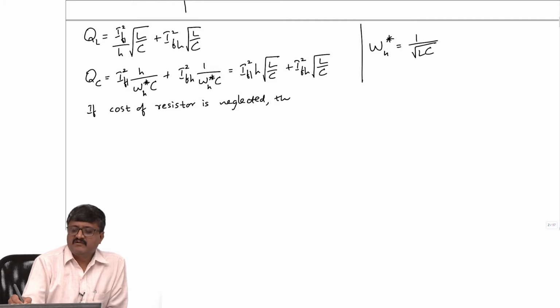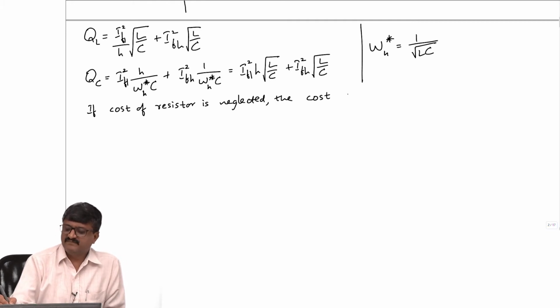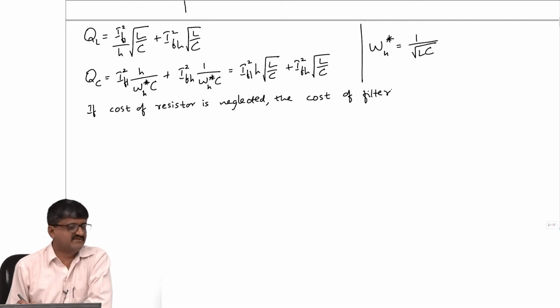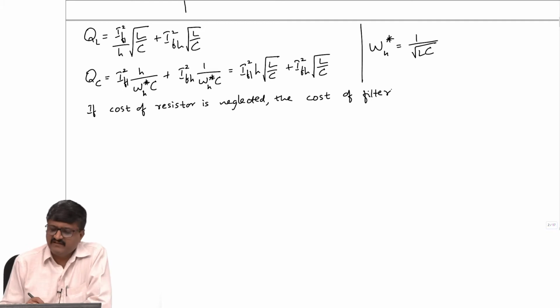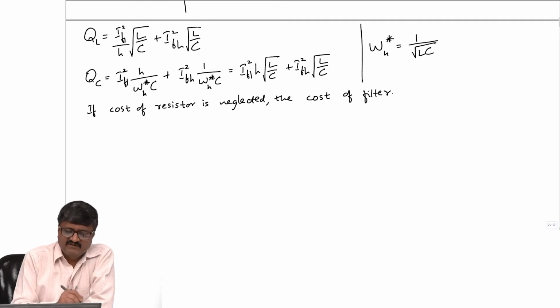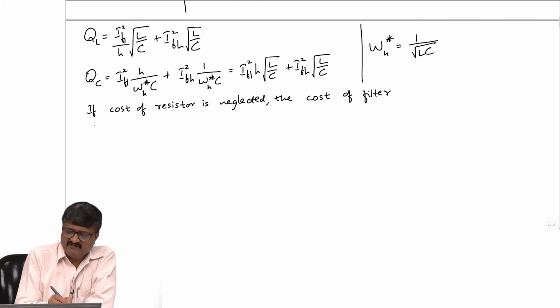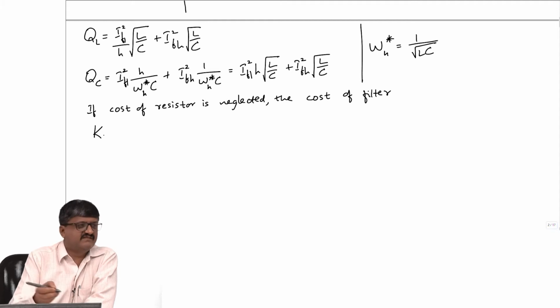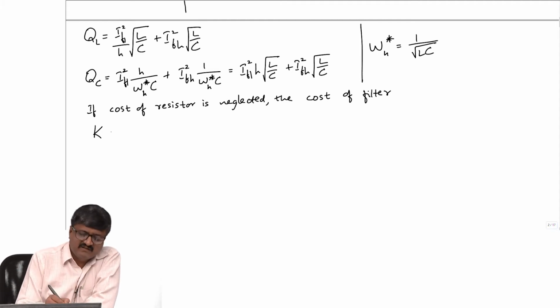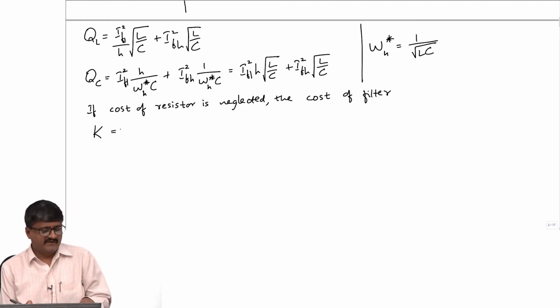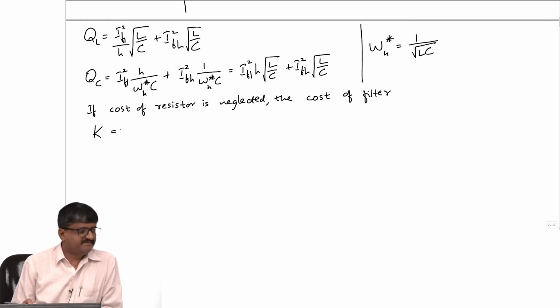then the cost of filter. The filter has three parts: resistance, inductance, capacitance. If resistor cost is neglected, then the cost of filter is due to the cost of inductor and cost of capacitor. I will use a notation for this cost of filter as K. I can't use C because C is already used for capacitance, so K for cost of filter. So the cost of filter is cost of inductor plus cost of capacitor.